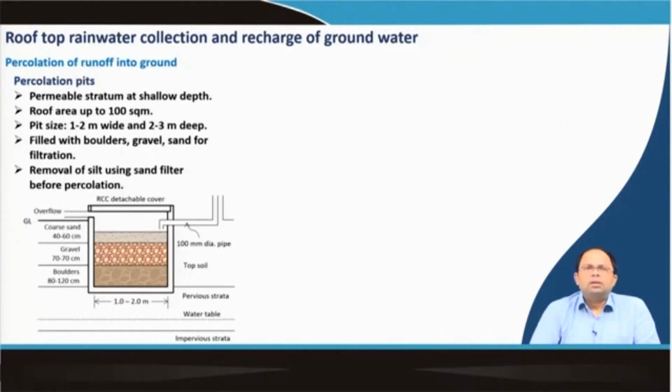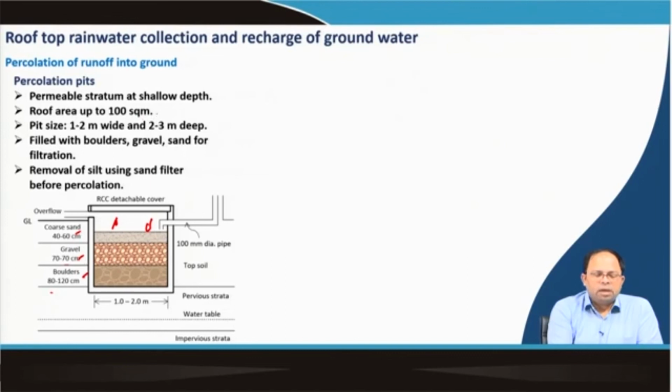Similarly, we have percolation pits. When we allow groundwater to percolate into the ground, then we can directly use percolation pits, into which we can also have these filter layers. Like in this particular image, you can see that we have put in boulders below, then above that is gravel, then there is coarse sand of 40 to 60 centimeter, gravel of 70 to 70 centimeter, and boulder of 80 to 120 centimeter. So, the water comes via this pipe, falls on this filter layer, and then gradually goes down and percolates into the ground.